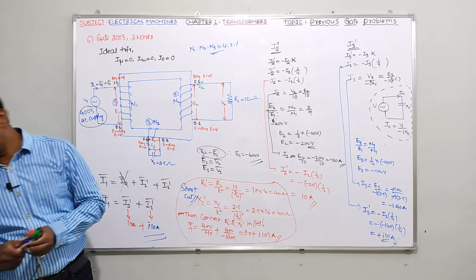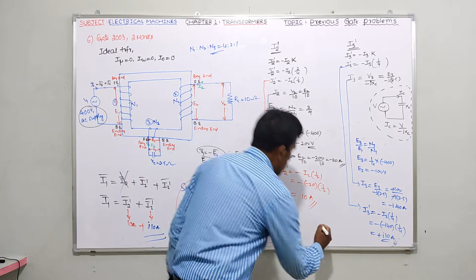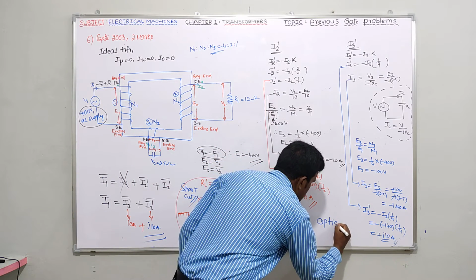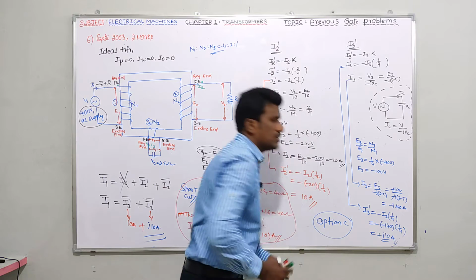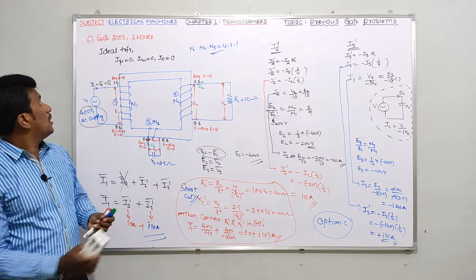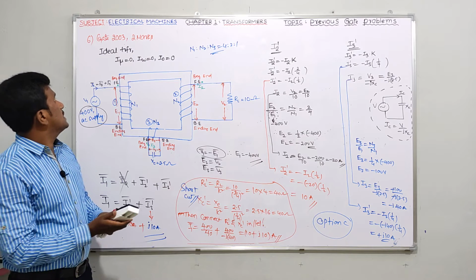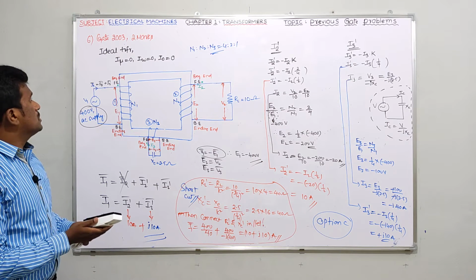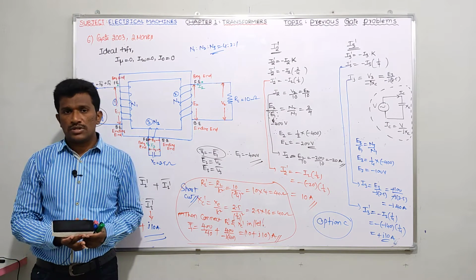Your option is C. Once again, option C is the answer for this question. Okay guys, this is about your question number 6, which was asked in GATE 2003 for 2 marks. Now let me go for question number 7.